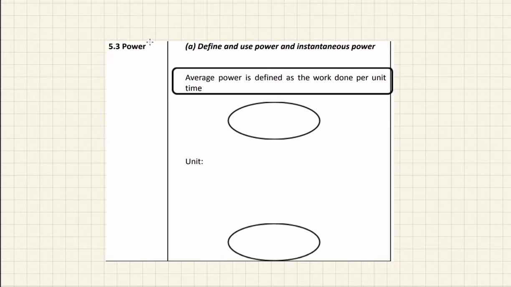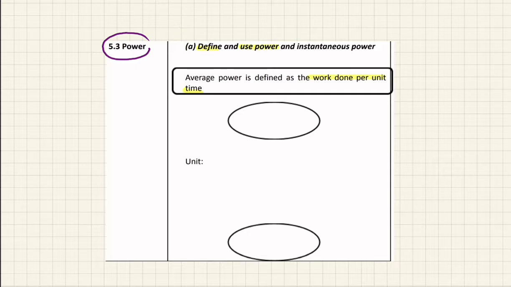Power. Your first learning outcome is to define and use power. When they say define, you have two options: either state it in words or give the equation. Average power is defined as the work done per unit time. So if we can do more work in a shorter amount of time, then we say we have bigger power.